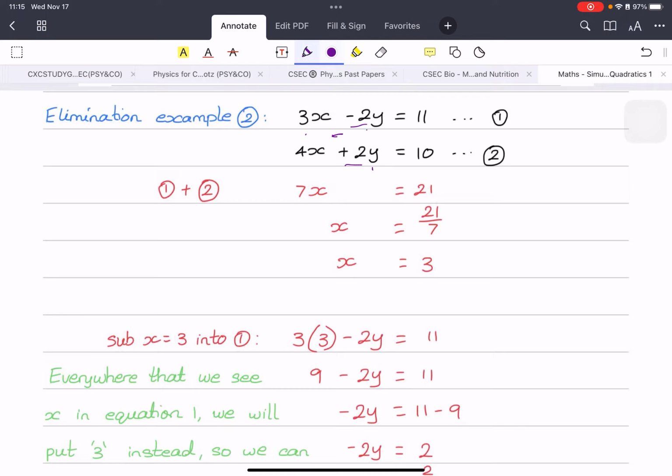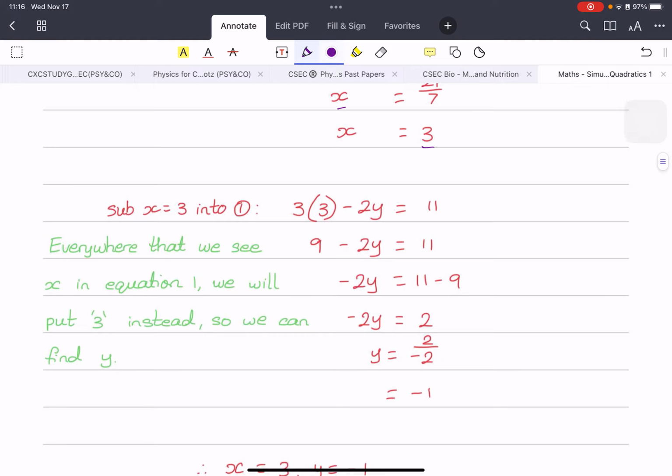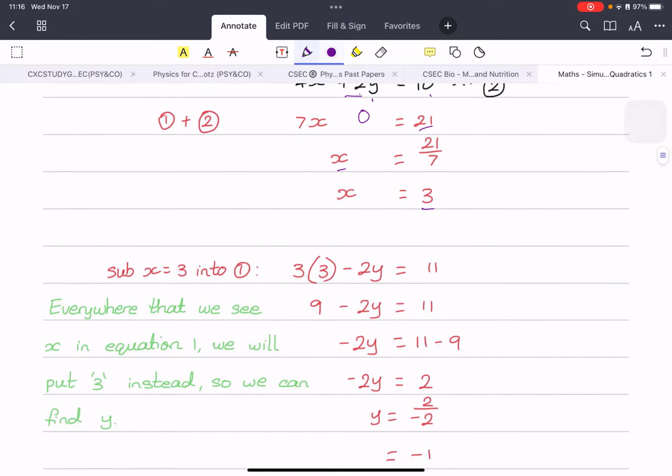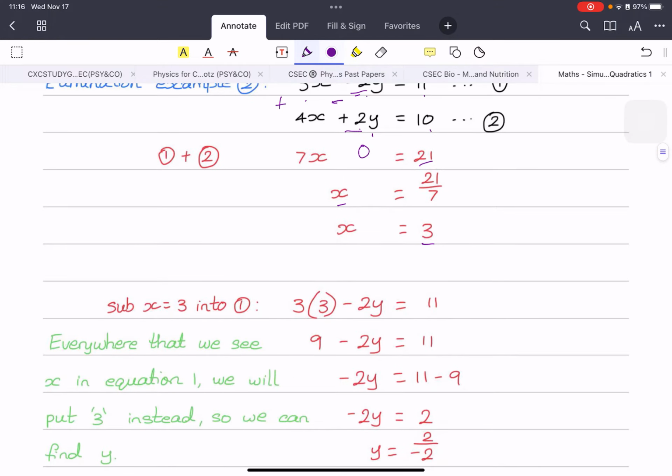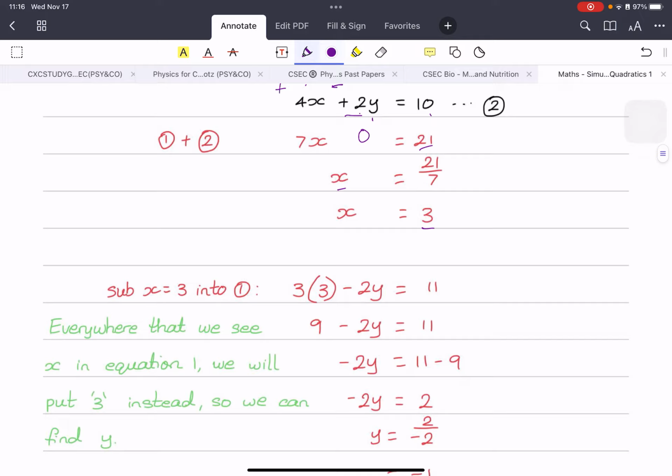So negative 2 plus 2 is equal to 0. Okay? Think about it. So that's why we add the two equations. So let's go. So 3 plus 4 equals 7. Negative 2 plus 2 equals 0. And 11 plus 10 equals 21. So now we can go and solve for x. X is equal to 21 over 7, which is 3. Right? So now that we have x is equal to 3, we can substitute it back into one of the equations, and we choose equation 1. We can also choose equation 2. Makes no difference to me.